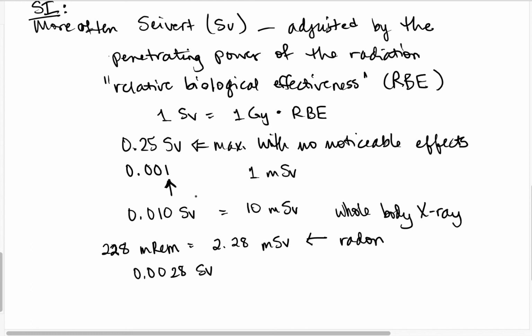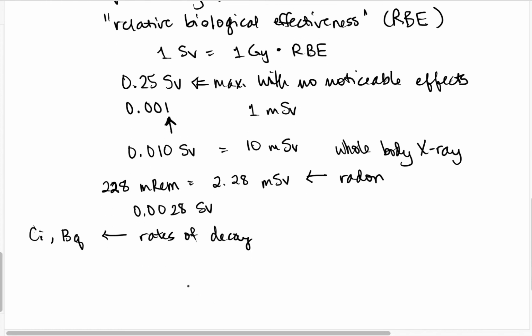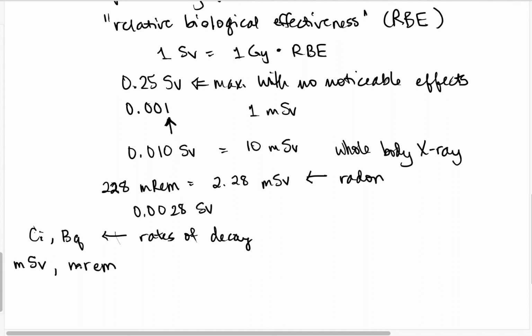So let's just review for a minute here. We've talked about various different units, that we had the Curie and the Becquerel. These are both just looking at the rates of decay. And then when we talk about exposures, we're most commonly using sieverts, or really millisieverts or millirems, to look at how much radiation bodies are getting exposed to.